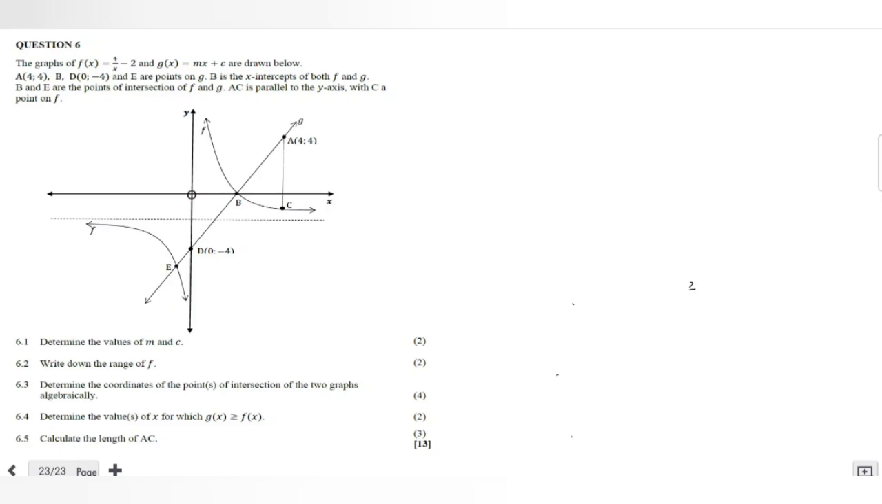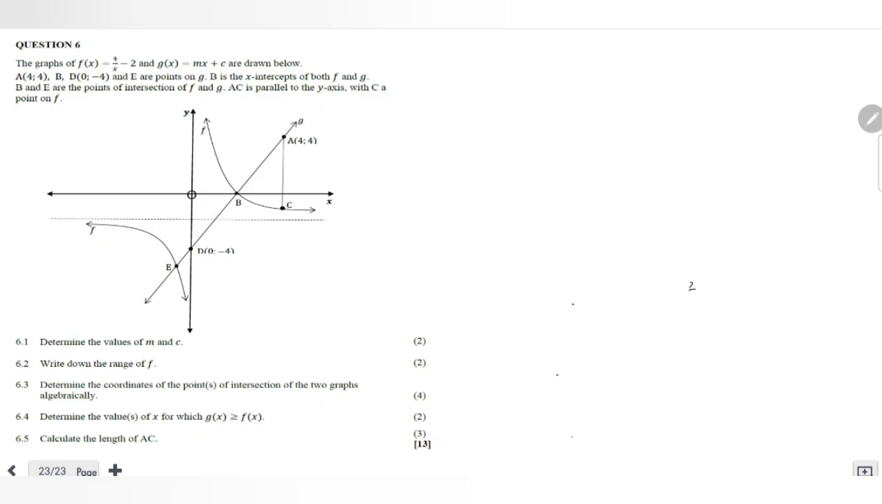6.3. Okay, now coming to 6.3. What is that 6.3? Determine the coordinates of the points of intersection of the two graphs algebraically. How do you find the points of intersection? I hope you know what you mean by points of intersection. The meeting point of two graphs.